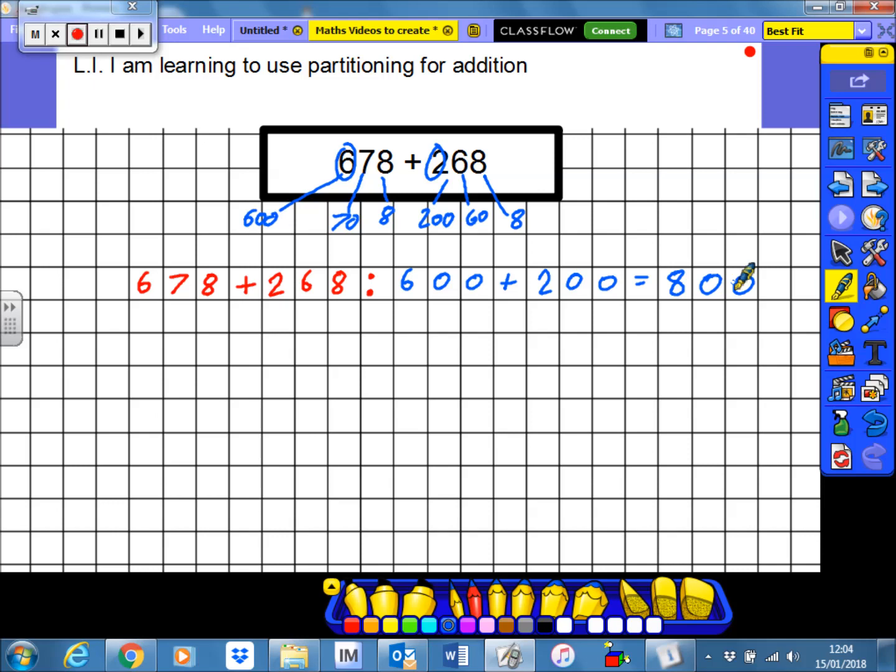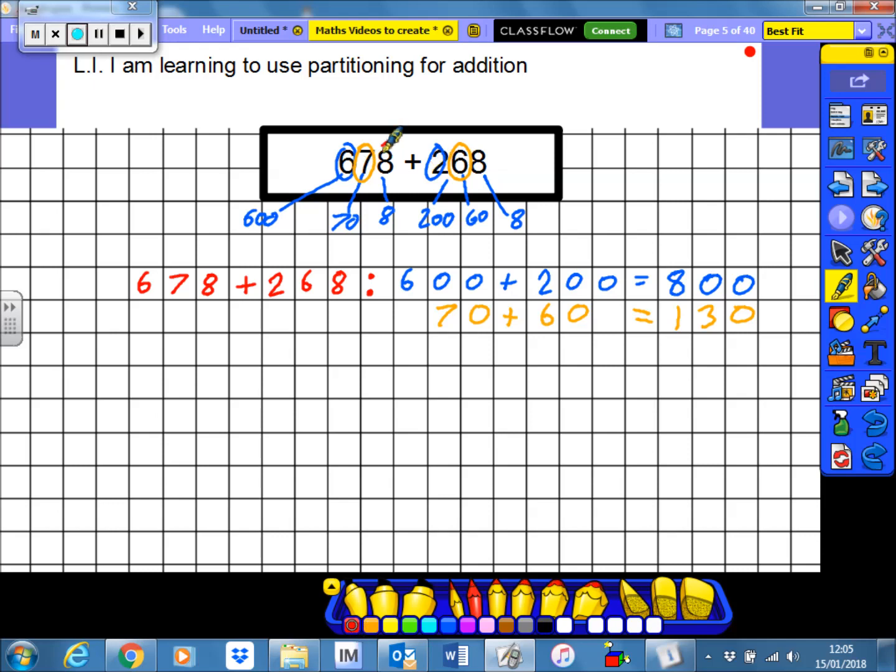Now, just to keep it clear, I'm going to change colour again. For the tens, I'm going to use this colour here, and I'm going to be adding the 70 and the 60. So on the next line, I start writing it out. 70 plus 60 equals, and when I do this, I like to always keep my equal sign lined up. I think that is a useful strategy to use. 70 plus 60 is 130.